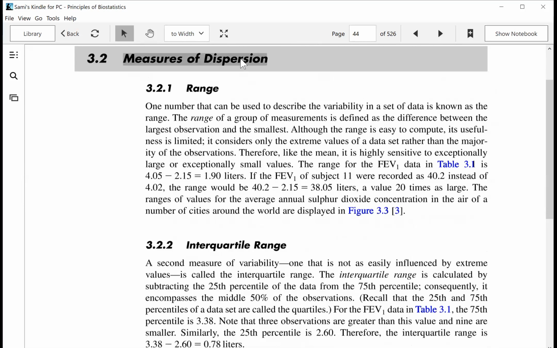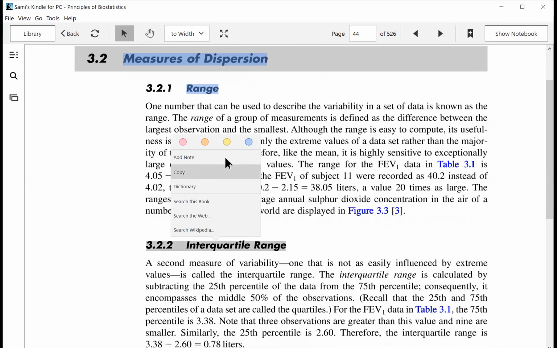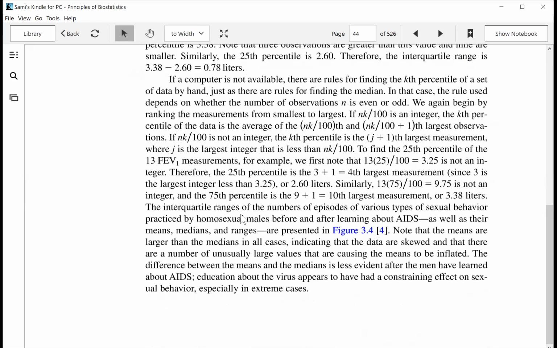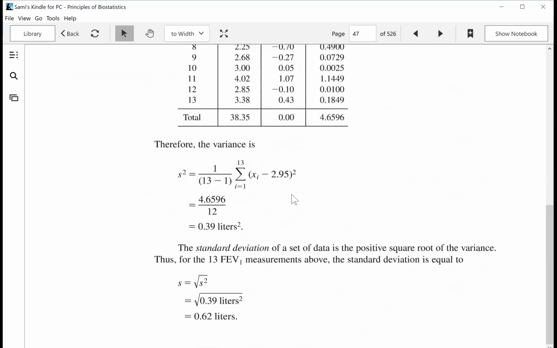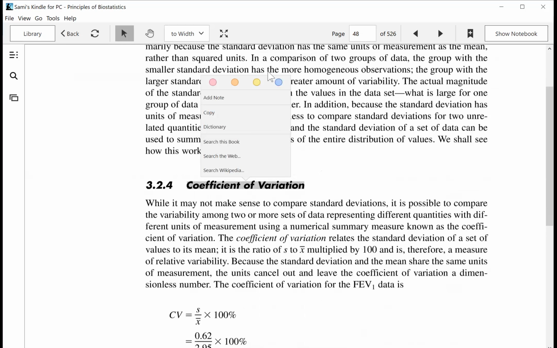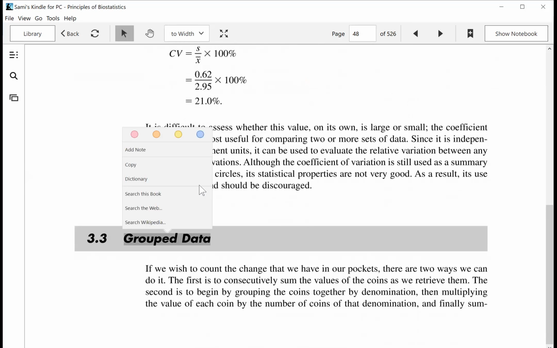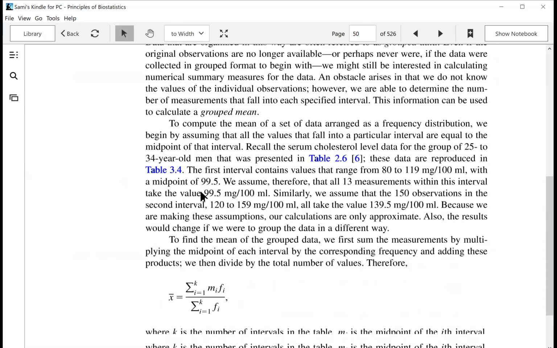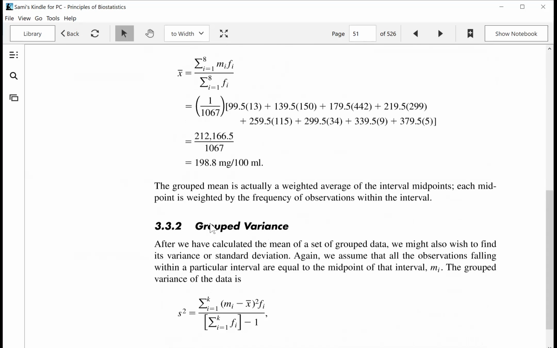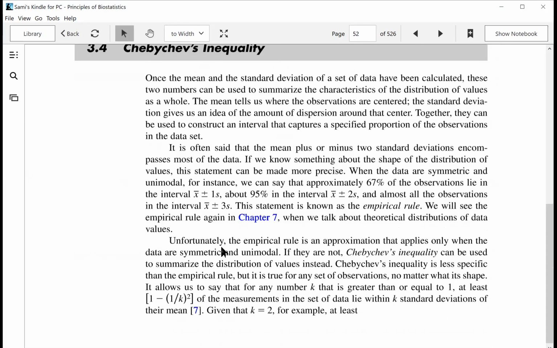And you have measures of dispersion, which are the range and interquartile range. And then you have variance and standard deviation. And you have coefficient of variation and group data, group mean, group variance, and inequality. That's not very relevant here.